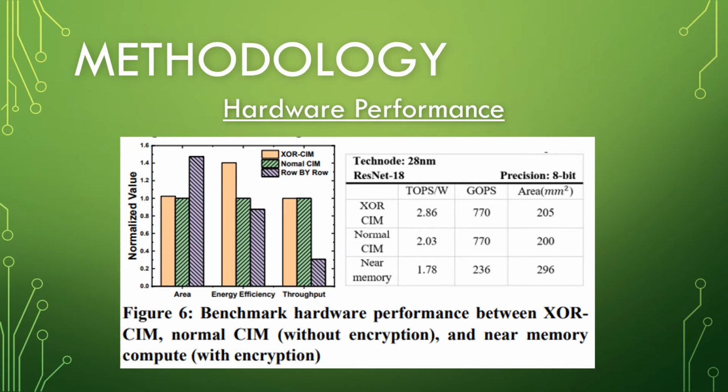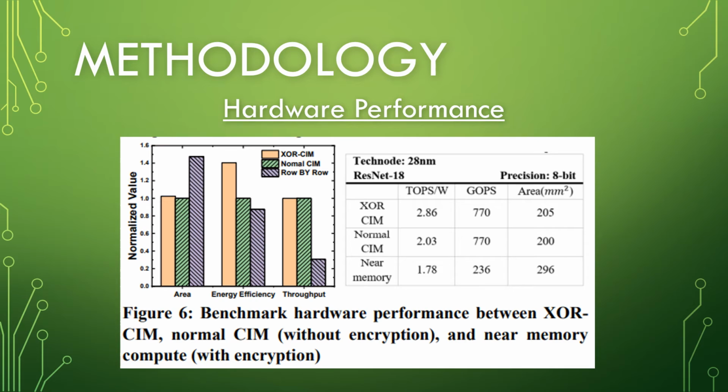Okay, and here is the illustration for the hardware performance. So this is figure 6 that shows the benchmark hardware performance between XOR-CIM, normal CIM or without encryption, and near memory compute with encryption. And it is seen that XOR-CIM has 40% better energy efficiency, similar throughput, and only 2.5% area overhead compared to normal CIM.